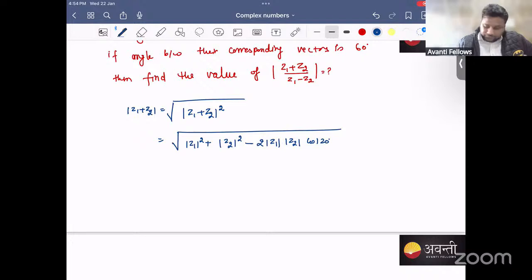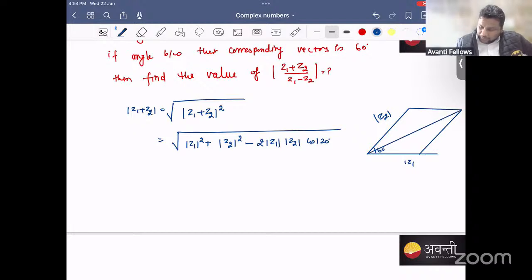Say, if this is mod Z1, this is your mod Z2. They are saying angle between them is 60 degree. Now, if you complete this parallelogram, then this is what? Mod of Z1 plus Z2. And this is what? Mod of Z1 minus Z2. Got it? So if I apply cosine law, you can use, then what do you say?